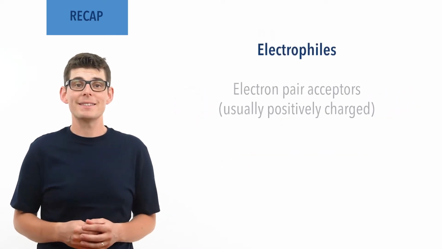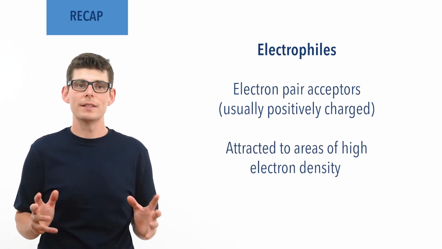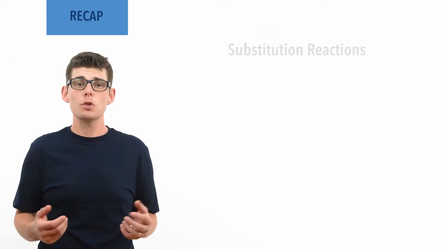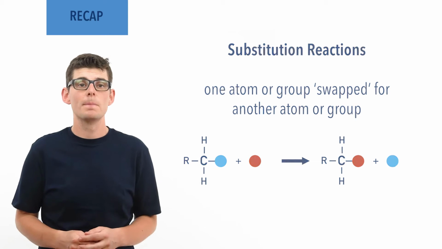Electrophiles are electron pair acceptors. They are usually positively charged and are attracted to areas of high electron density. A substitution reaction is where one group or atom in a molecule is swapped for another group.